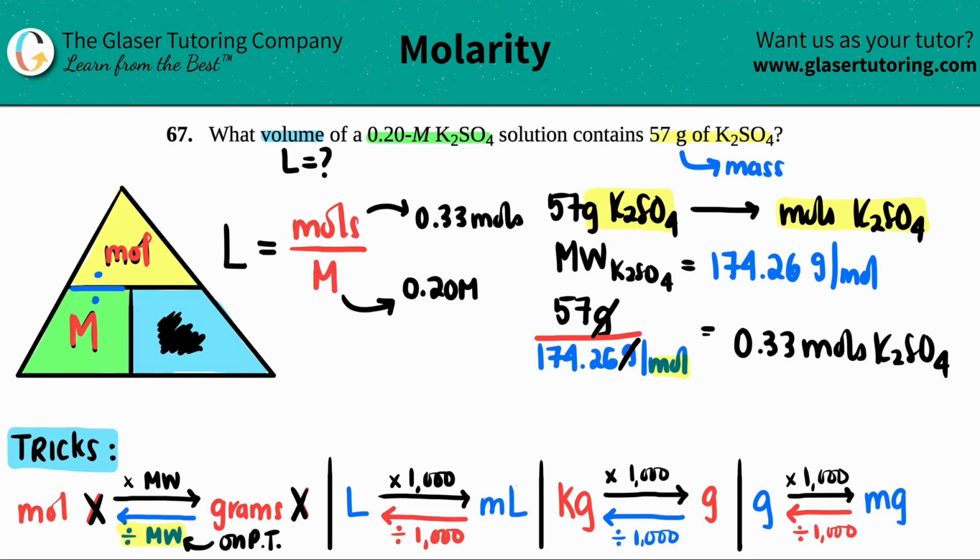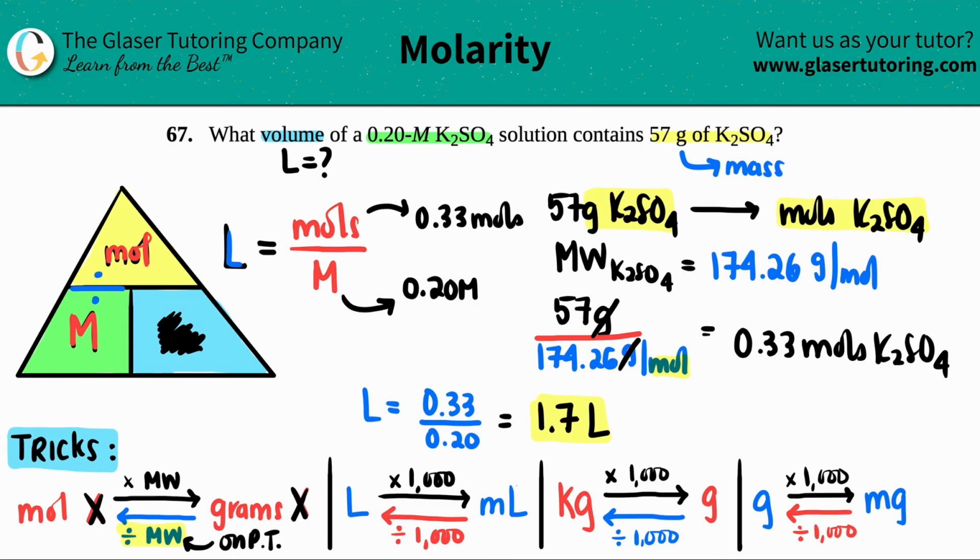So now I can finally find out what my liters are going to be. L for liters is 0.33 moles divided by the 0.20. What do we get? 0.33 divided by 0.2, with 2 sig figs, is 1.7. And the unit, the volume, is liters. So I should only have 1.7 liters of this solution that contains the 57 grams.